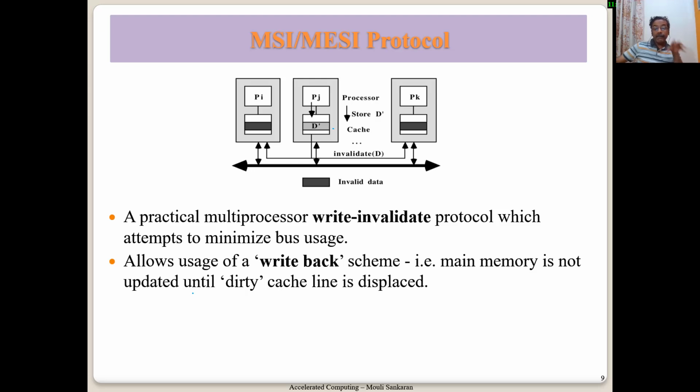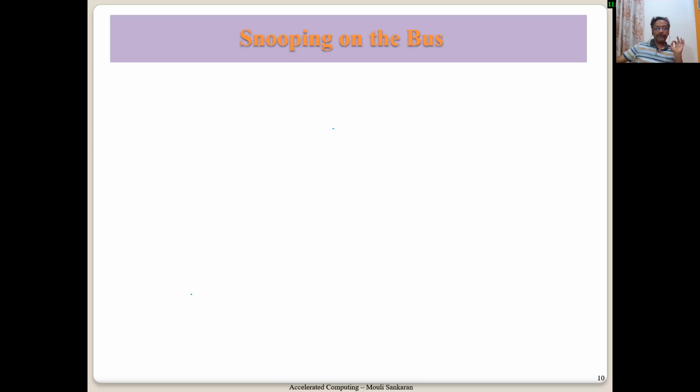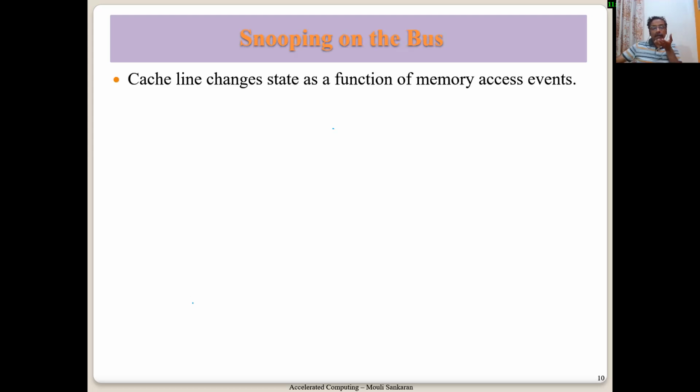It allows usage of the write back scheme. We are going to use write back only here. That is, main memory is not updated yet, but the cache line is dirty in the local copy of one of the processor cores. Now, how can we do this? This is possible only if you do snooping on the bus. What is the interaction happening? The cache line changes state as a function of memory access events.